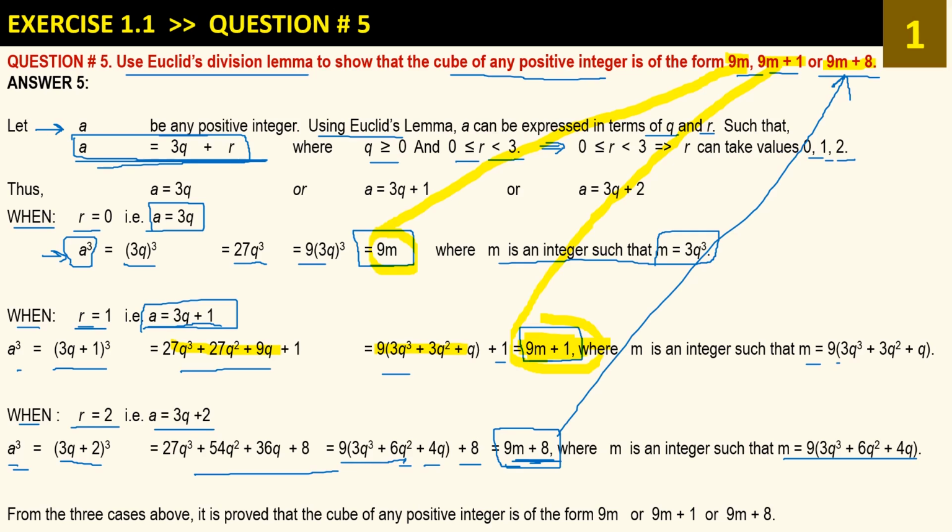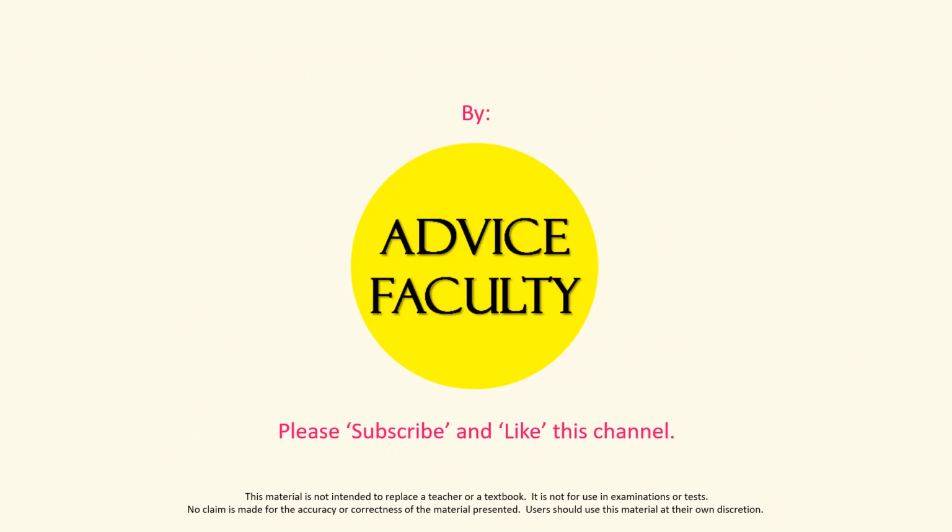So what we have here is that from these three cases, it is proved that the cube of any positive integer is of the form 9m or 9m plus 1 or 9m plus 8. Hence we have solved this question number 5.